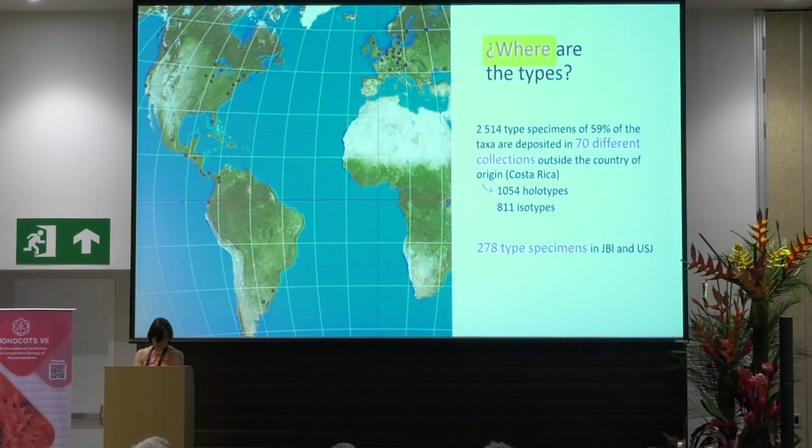1,064 holotypes and 812 isotypes are deposited in the United States and Europe collections. And in Costa Rica, beside the National Herbarium, there are only two collections that have type specimens. These are the Jardín Botánico Lankester and the Herbarium of the University of Costa Rica. And they hold 278 type specimens, mainly orchids.